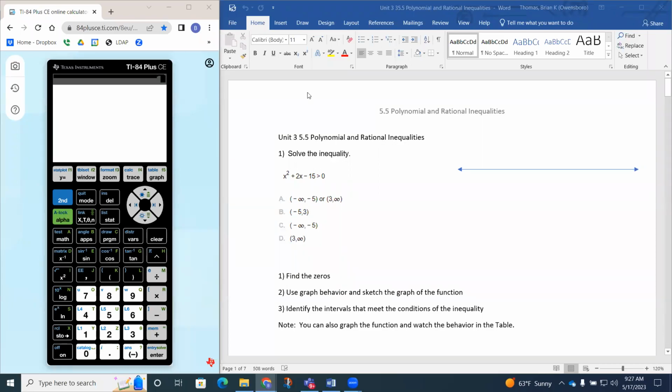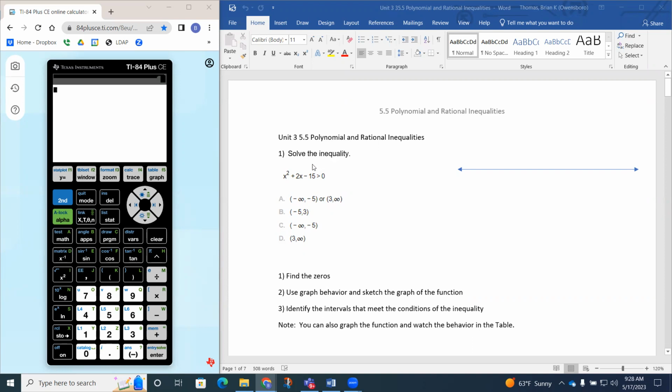So this is going to work with polynomial and rational inequalities. So question one, we have solve the inequality. Notice this is a polynomial inequality. So we have this polynomial x squared plus 2x minus 15 is greater than 0.